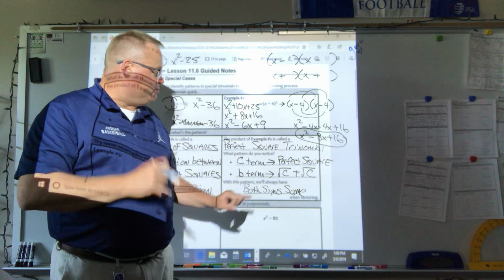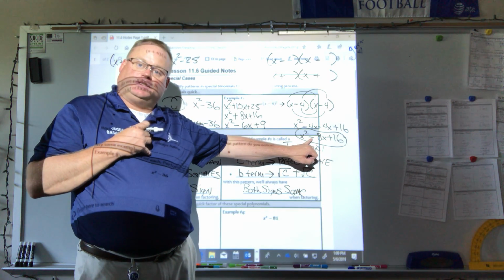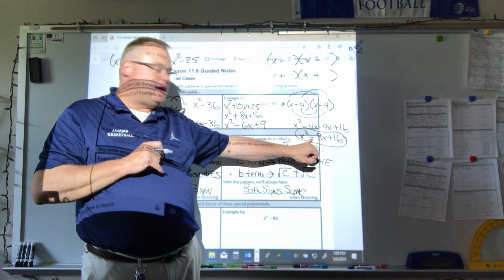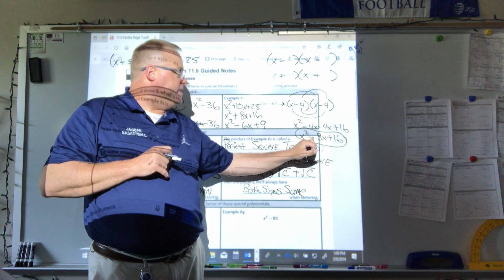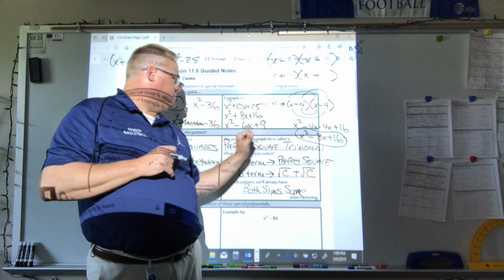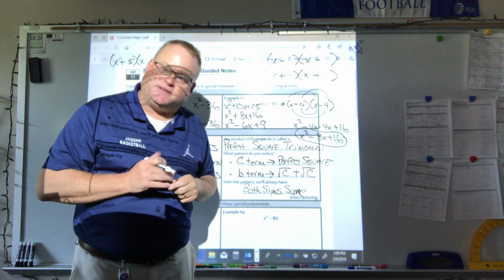Now you're going to look at your b term, and that's going to determine which one it's going to be. So as I do these, whatever my b term sign is, that's the sign that's going to be inside. If it's a negative, there'll be negatives. If this happened to be a positive, it'd be both positive. Let's do some examples.